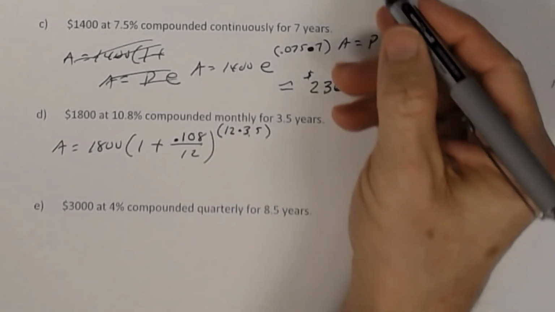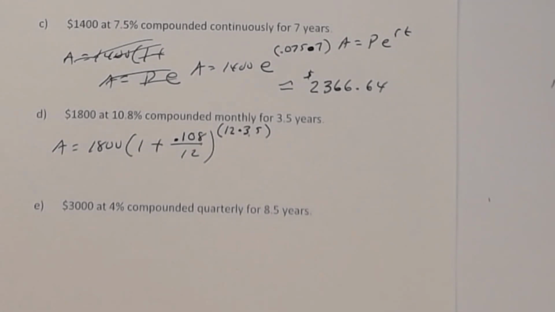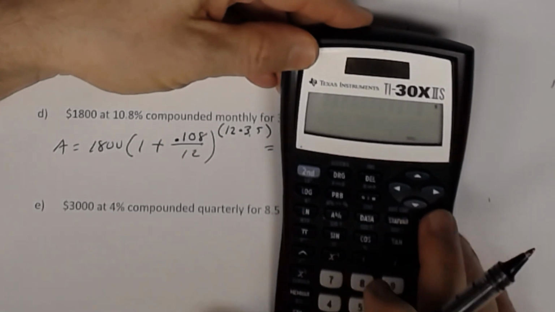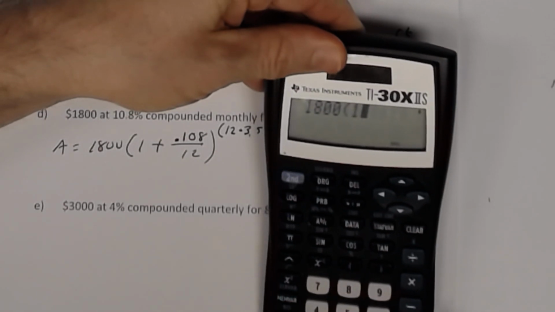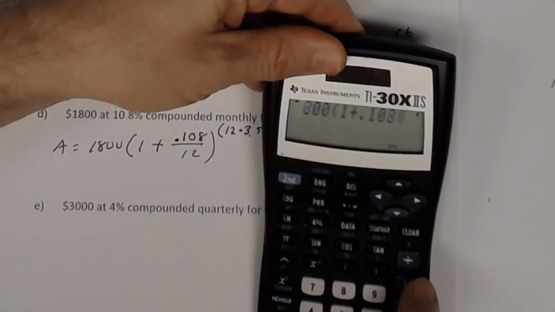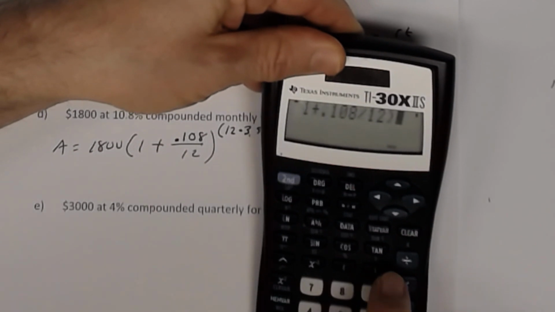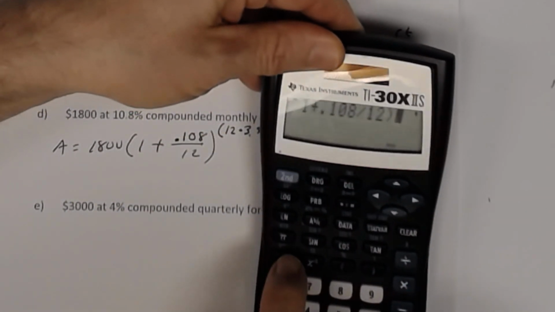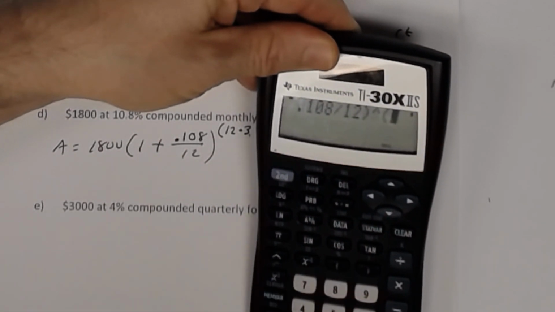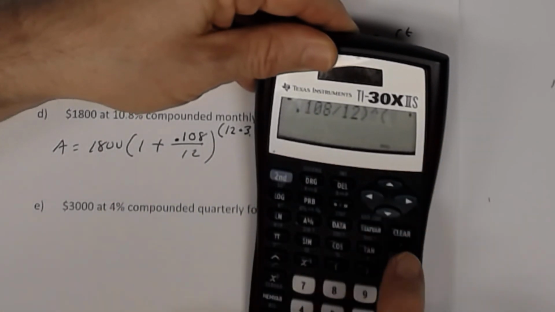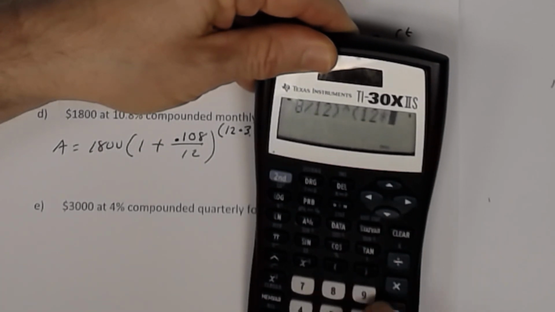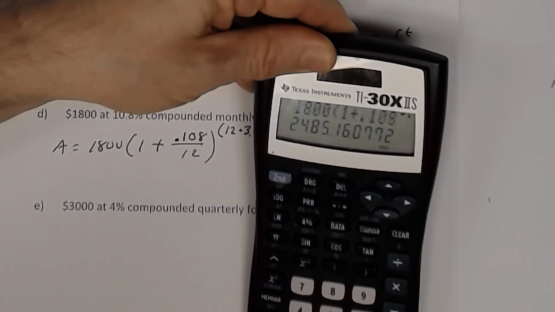Okay, and remember, t must be in years, so notice in every case the time was in years. And then all you do is use your calculator to determine that. So let's see what we get. So 1,800, parentheses, 1 plus 0.108 divided by 12, close the parentheses. Now I've got to raise it to this exponent. So you're going to use this button here. So notice this shows up. Don't forget your parentheses, because if you don't, then you're only raising it to the 12th power, and you're also supposed to be raising it to the third as well. So you're going to say parentheses, 12 times 3, close the parentheses, press equal, and you get that.